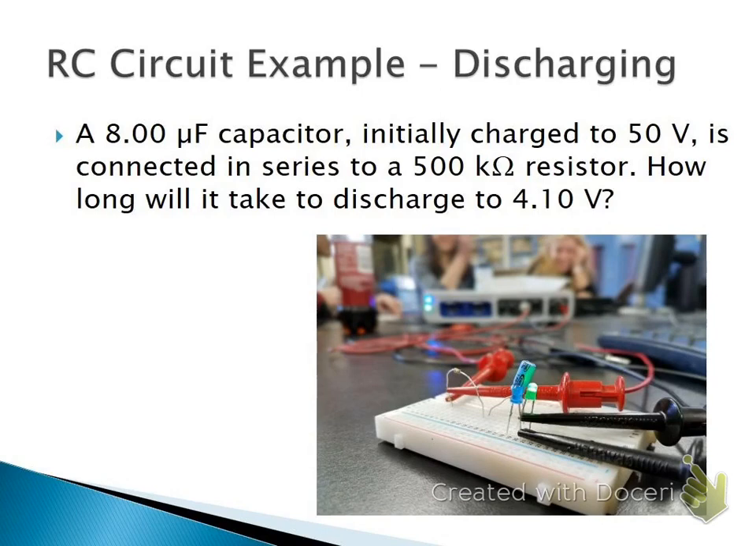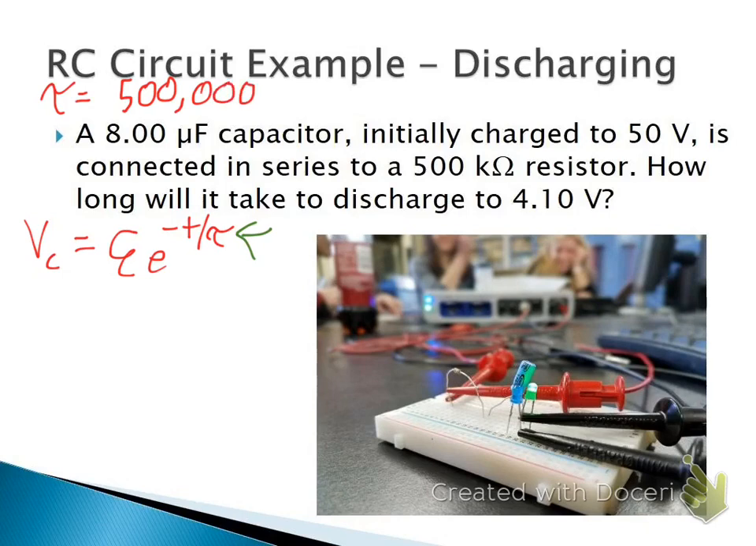Well, for this, I'm going to use my discharging capacitor equation. It's a little bit different than the charging capacitor equation. To start, I'm going to have to figure out what this time constant is. A time constant is just R times C, making sure I convert back to base units. That's going to be 500,000 ohms times 8 times 10 to the negative 6 farads. That gives me a time constant of simply 4 seconds.